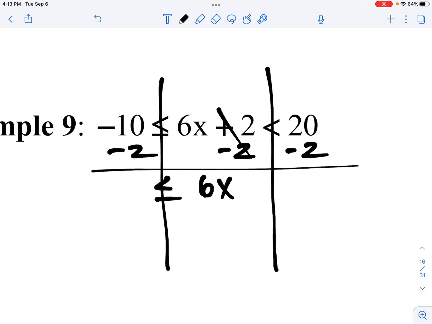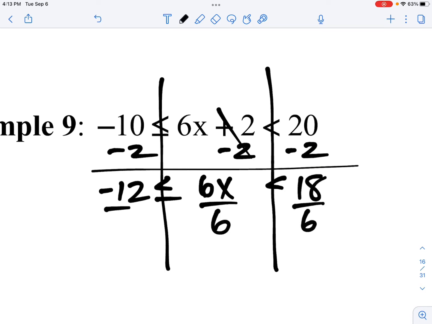Why am I not flipping it? Because I'm only subtracting. I'm not dividing or multiplying. So only when you divide or multiply will these symbols flip. Otherwise, they stay the same. So when I do -10 minus 2, I get -12. And when I do 20 minus 2, I get 18. Now I'm going to divide by 6 everywhere. So I get my x all by itself.